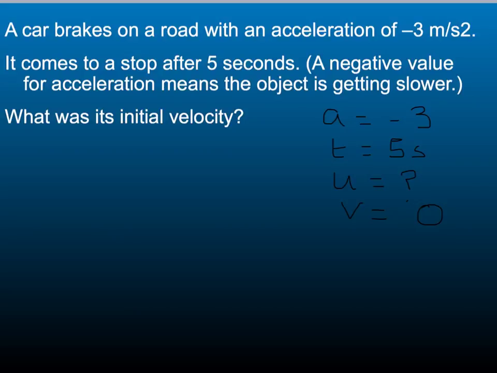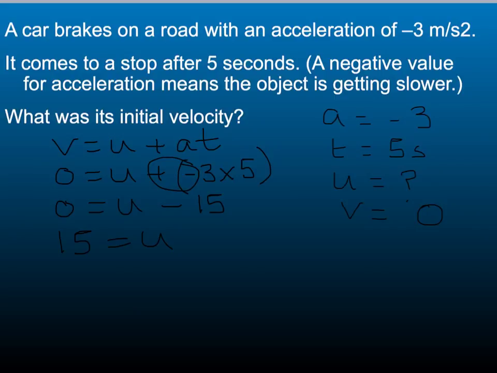Again, the best equation to use here is v equals u plus at. v is 0, u is what we want to find out. Then we've got our acceleration, which is minus 3, times the time, which is 5. So it says 0 equals u minus 15. Okay, because a plus and a minus together are a minus. So if we add 15 to each side, we see that 15 equals u. So the initial velocity is 15 meters per second.